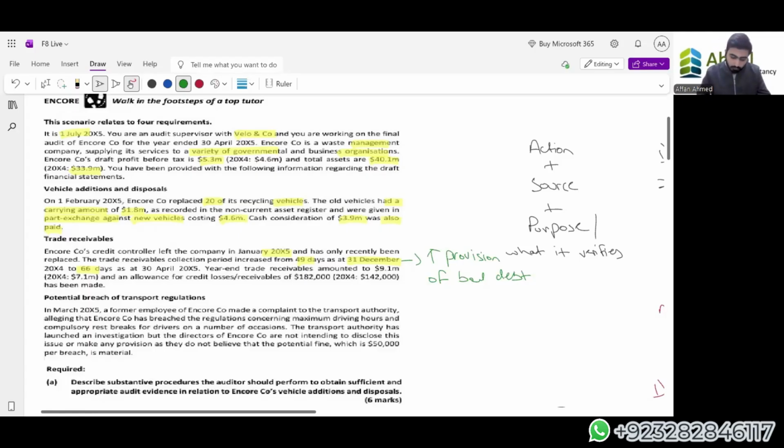Okay. Now what else they are telling us is year-end trade receivables amount to 9.1 million. Last year it was 7.1 million. Now, a higher year-end trade receivable balance means we are not getting money. So, slow movement of receivables. The receivables are not paying us. This is a bad indication for the company. We can have liquidity issues as well. Now, an allowance for credit loss on receivables of 182,000 is there, and last year it was 142,000. That means it has increased as well. The position doesn't seem to be good.